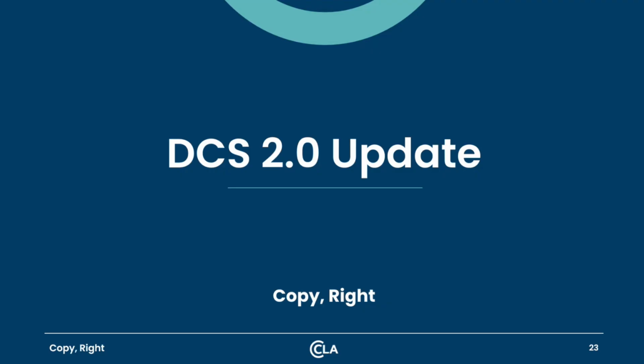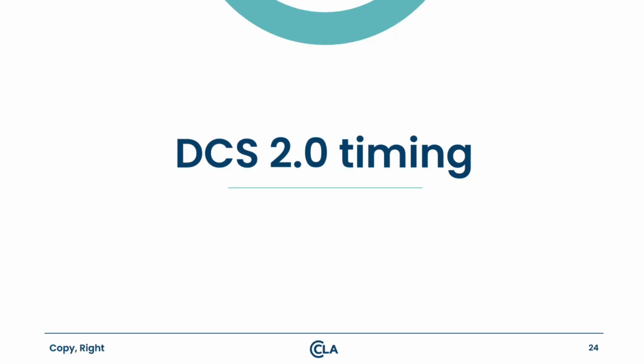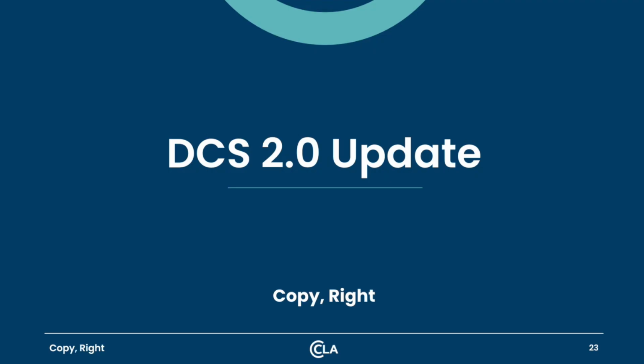And we come to the DCS 2.0 update from Imogen. Imogen, would you like to take over? I will, thank you. Just very quickly before we go there, we did have a question. What about titles that have come into the CLA license? Keen to know what happens with those too.